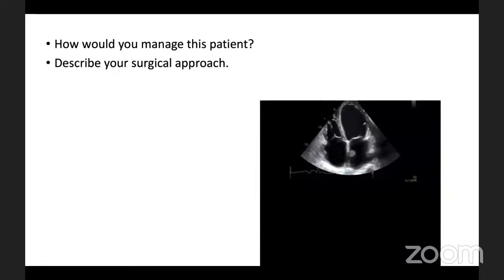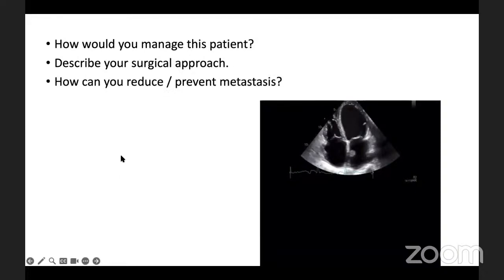With a patch. Excellent. Why would you do the patch? Why not a primary repair? Actually, I'm going to resect and remove the base of the tumor with it, and that would create a hole. Okay, so this is my second question to you, but you somehow answered it: how would you reduce or prevent not metastasis, but recurrence? You actually answered it by excising the base of the tumor. You will excise the whole attachment of the septum, and it's going to be a big hole, so the only way to repair it is by patch closure.